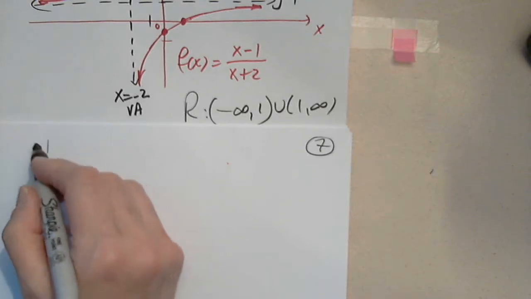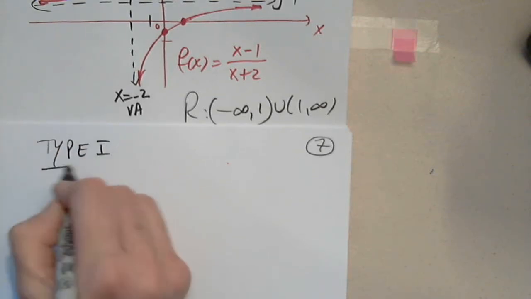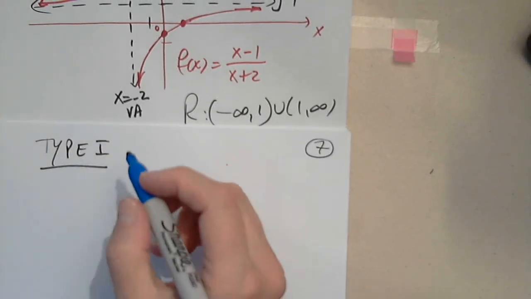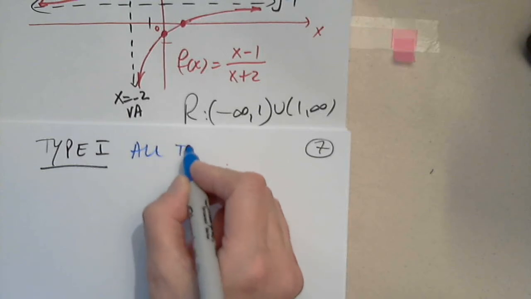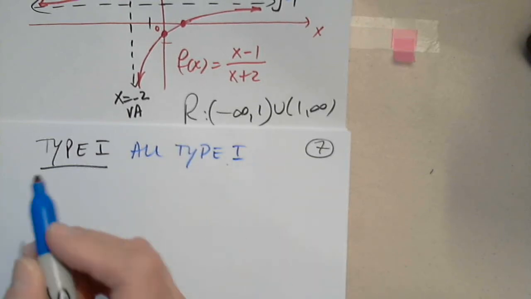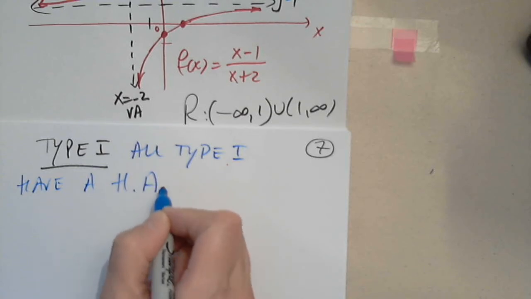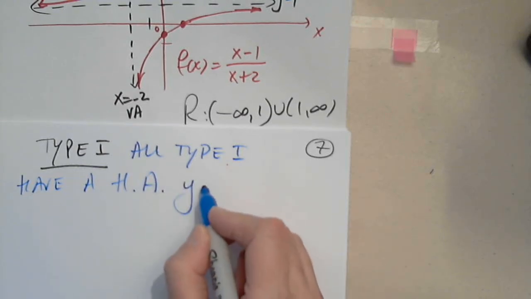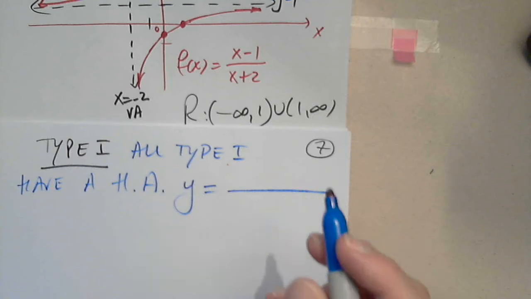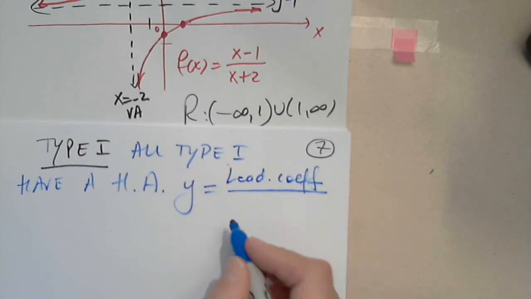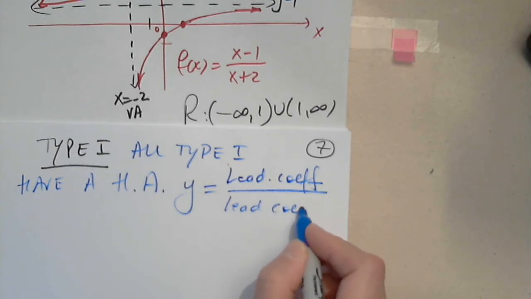about type 1. The first note that I would like to write is this. All type 1 have a horizontal asymptote y equals leading coefficient over leading coefficient.